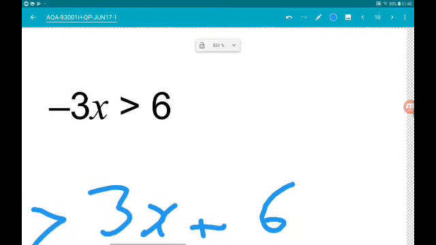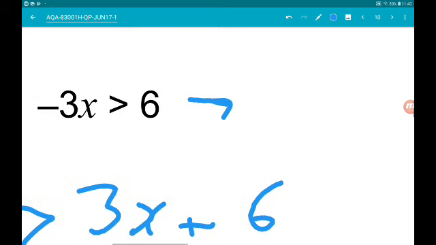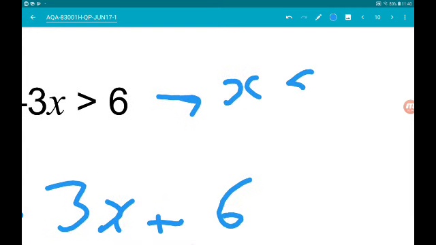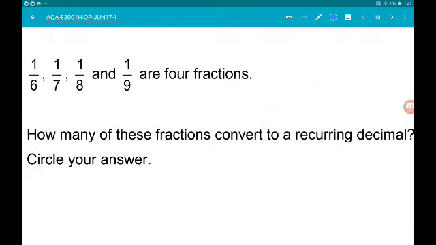So if we divide it through by minus 3, we would get x, then you have to change the direction of the sign, is less than 6 over minus 3, which again gives us x is less than minus 2. Cool.